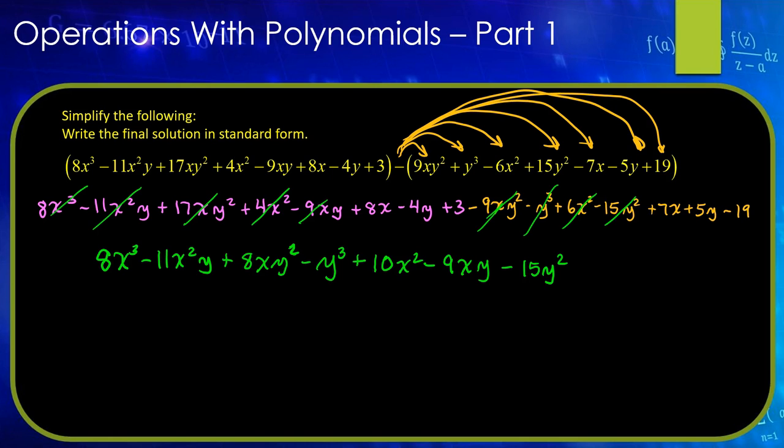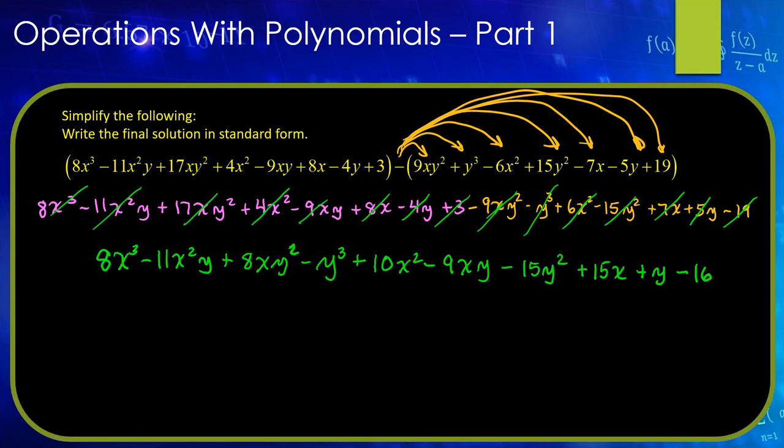Now I'm going to go down to my degree 1. So 8x combines with the 7x, I would get 15x. The minus 4y plus 5y would become a positive 1y, which I just write as plus y. And then I have the constant terms, 3 minus 19, which would give me a minus 16. So that kind of works through the addition and subtraction.